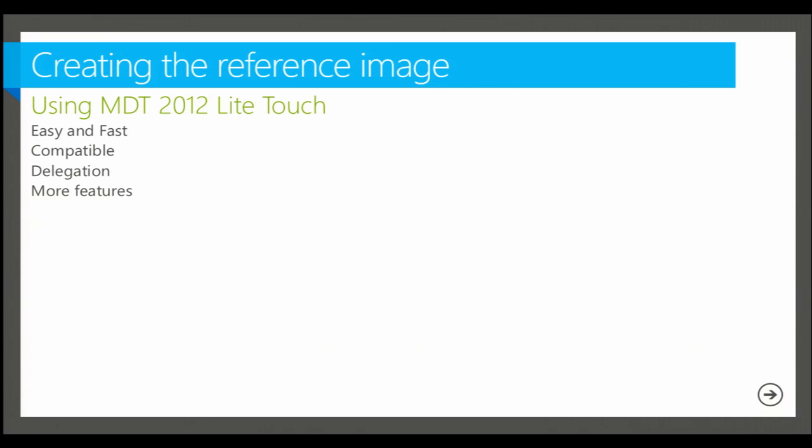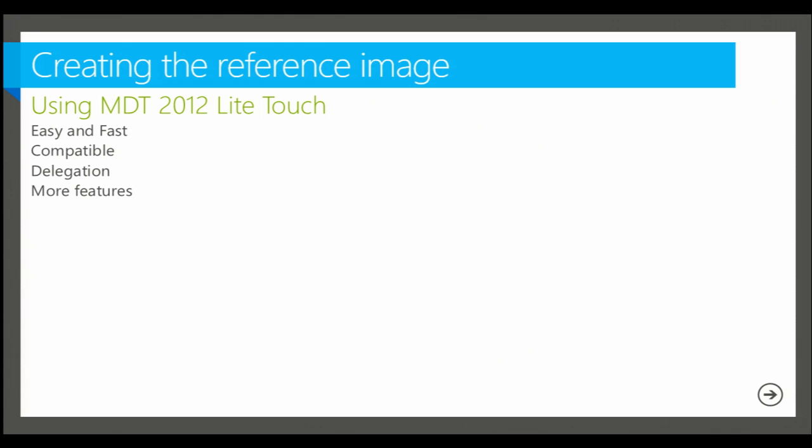Now, I recommend to use Light Touch for reference images no matter what deployment solution you actually use to deploy them. And the reasons are listed here. It's simply the fastest solution to create a reference image. It's twice as fast as doing the same stuff in Config Manager, because Config Manager can do that as well. But Light Touch is faster.